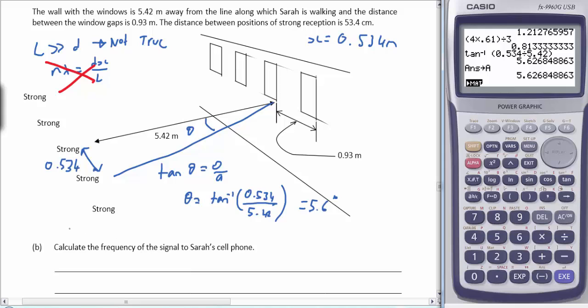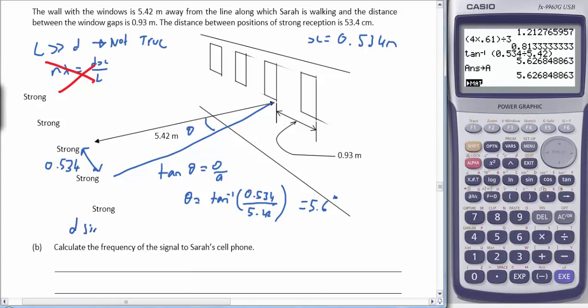And so I've got d sin theta equals n lambda. Because I'm talking about the first one, this is the first strong one, so this is our n equals 0, and so this next one is n equals 1. I know n is 1. The wavelength is what I'm trying to figure out. I know d, the distance between the slits, which is 0.93, and so now I can solve for lambda.